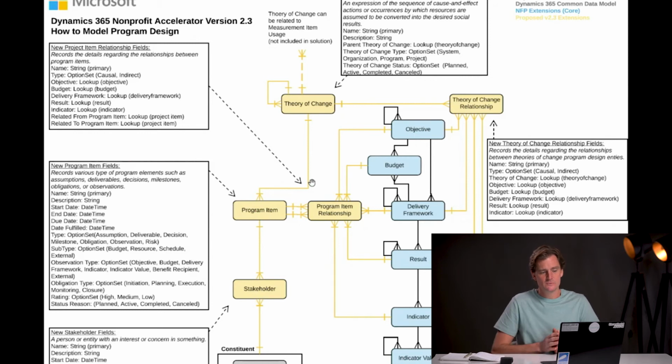And then the decision was also made to include that overarching capability around a theory of change. This is a concept that may be familiar to some and maybe not to others, but ultimately this is the expression of the sequence of cause and effect actions or occurrences which resources are assumed to be converted into the desired social results. That's a mouthful. Think of this as the hypothesis, right? This is the resonance between what is and what could be that ultimately leads to learning and the outcome that's going to be manifest inside of those results.